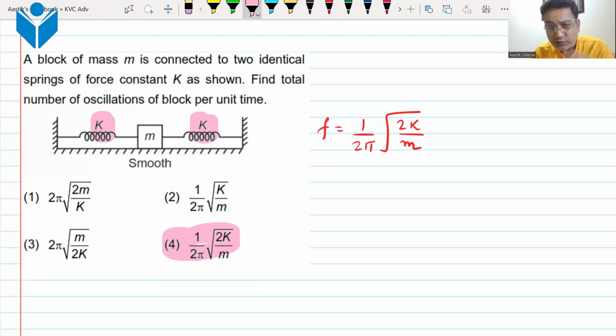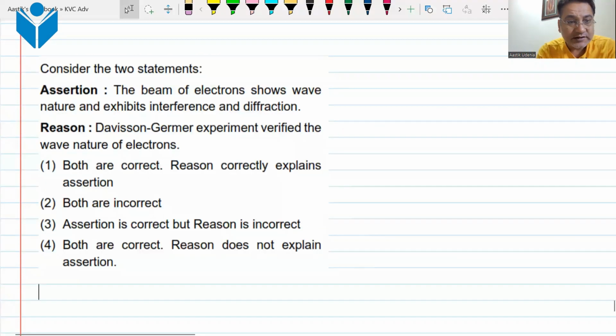Remember, time period is 2 pi by omega. Frequency is 1 by time period. So in time period, 2 pi will come in the numerator, and in frequency 2 pi will come in the denominator. Remember this, don't make a mistake. The only mistake you can make is to write the opposite answer, and that won't be good. Take the ratios correctly. This is the next one again.